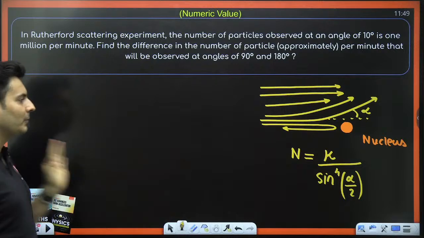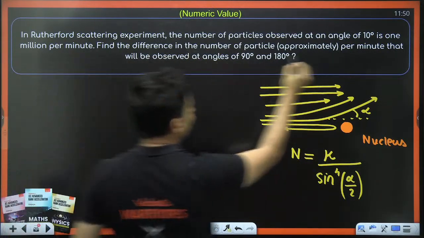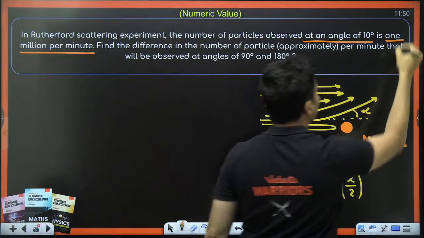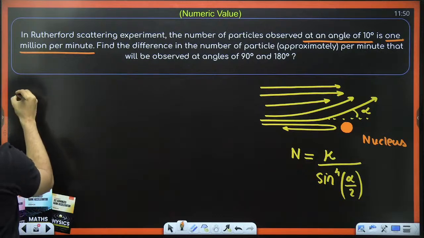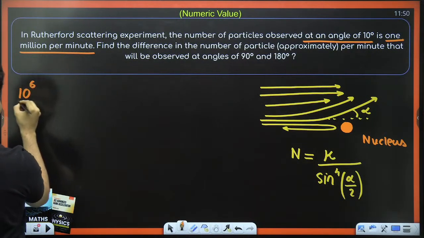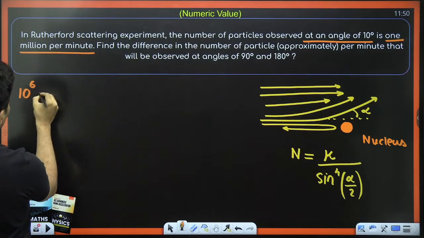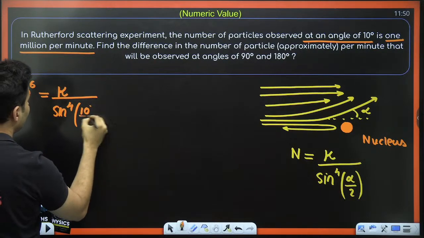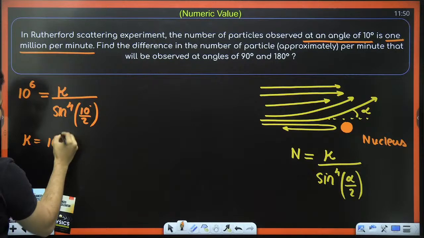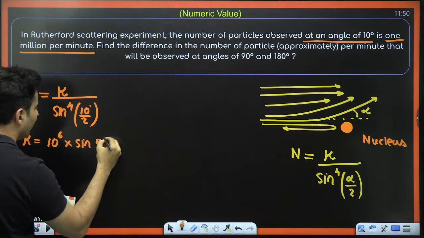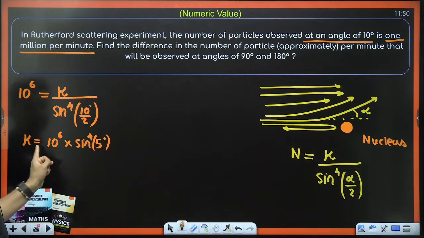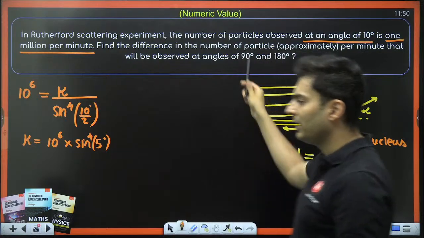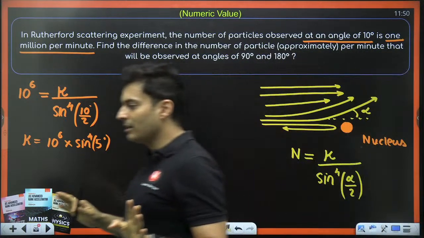How do we do this? Observe now. For the first scenario, for an angle of 10 degrees, the number of particles is 1 million per minute. So basically 1 million is nothing but 10 to the power 6 per minute, that's always per minute, is equal to this constant k divided by sine raised to 4 of alpha, which is 10 degree divided by 2. Therefore, the value of k is 10 to the power 6 into sine of 5 degree, the whole raised to 4. So, k value was never given, but it was found out using this particular information. Is that clear, my dear warriors?